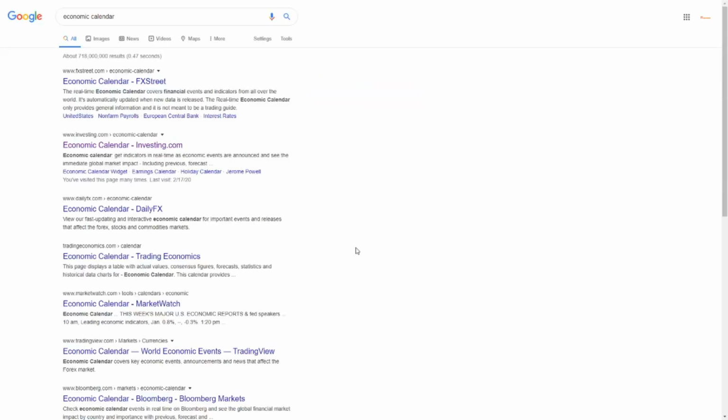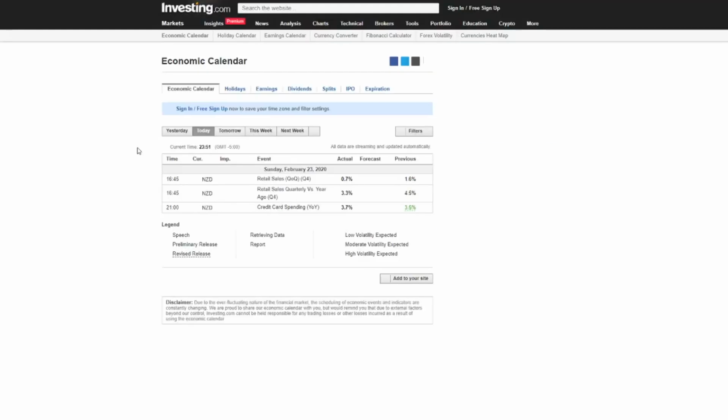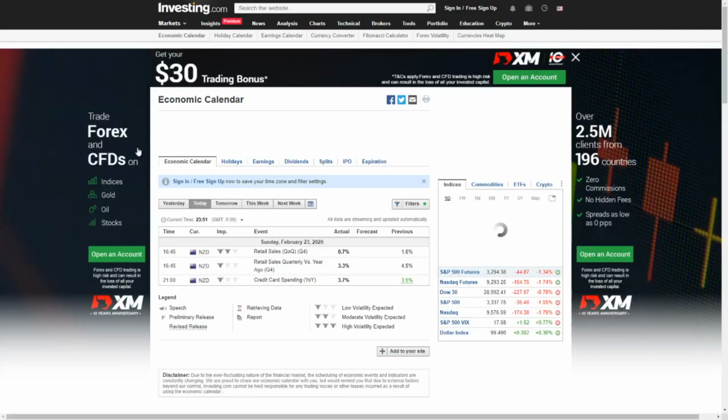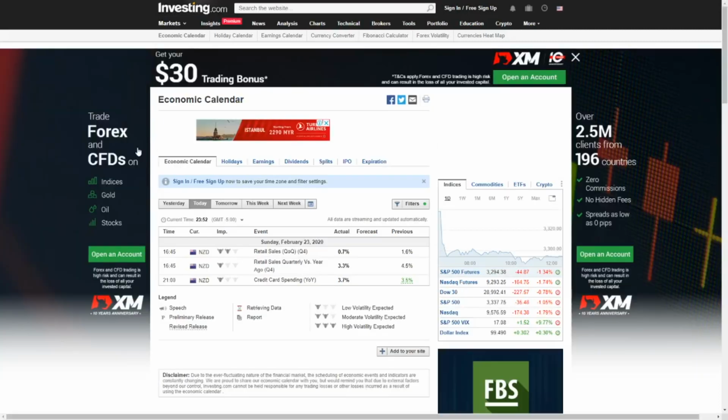Once you have searched economic calendar, a lot of results will come out: FX Street, investing.com, DailyFX, Trading Economics, MarketWatch, TradingView, and so on. The one that I personally like the most is investing.com, so I usually use investing.com. I'm not saying that you should use investing.com, but if you use it when trading using my method, it would be much simpler.